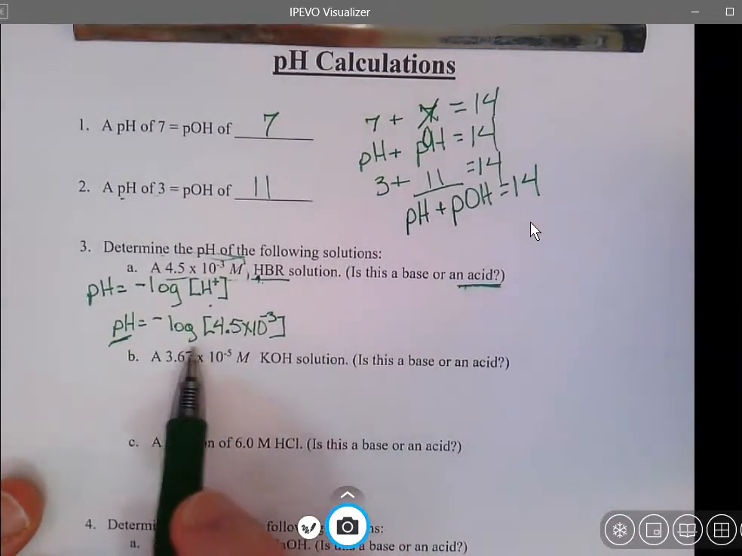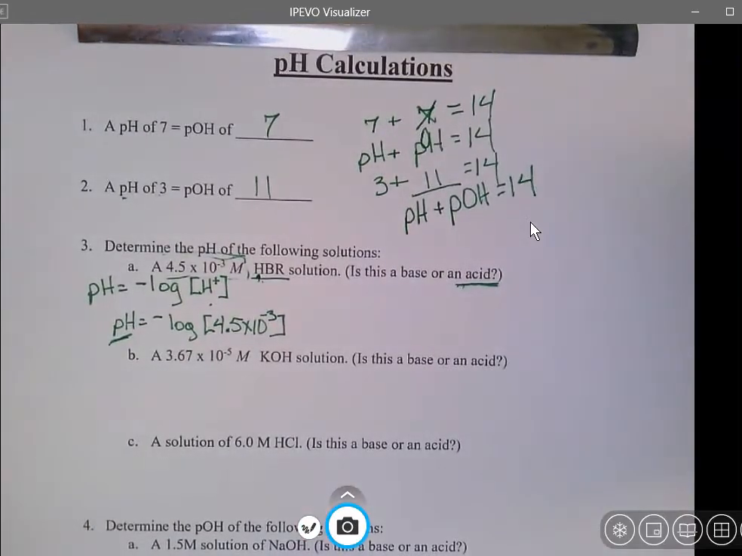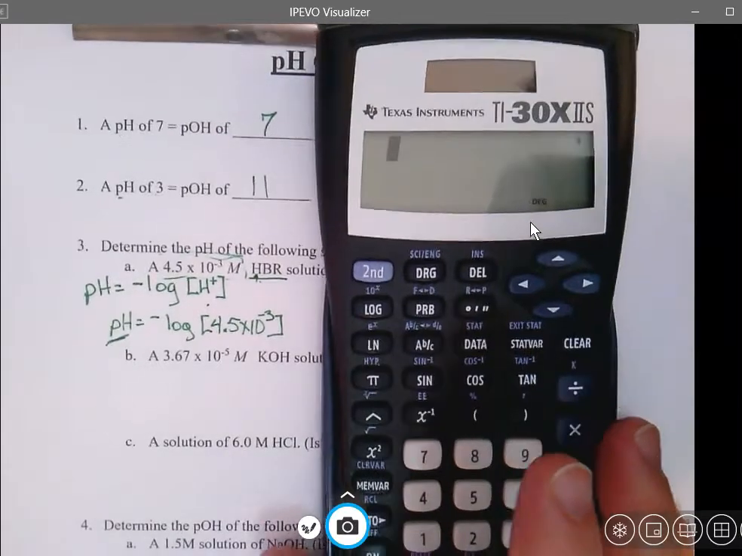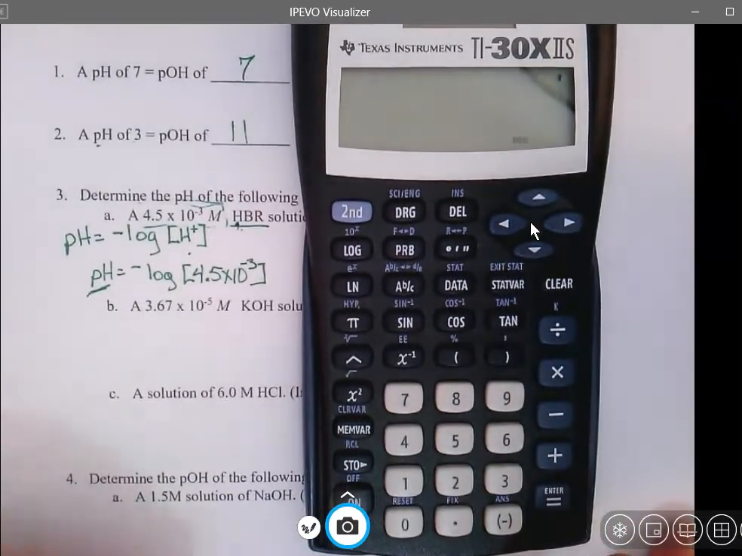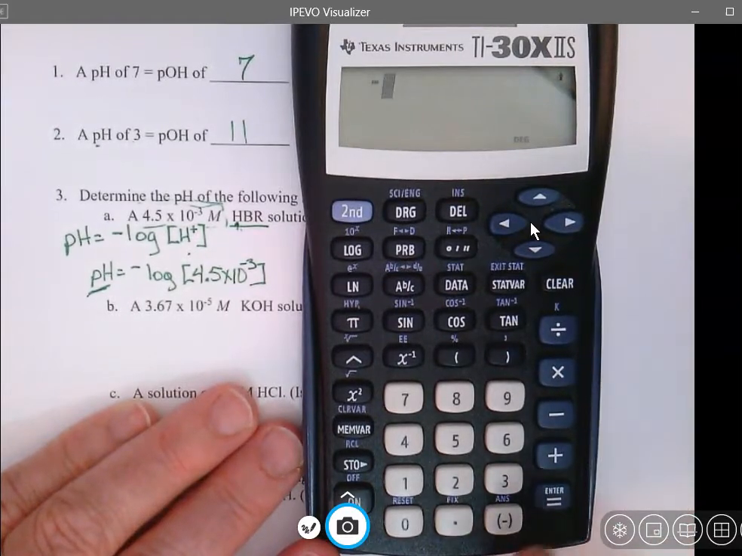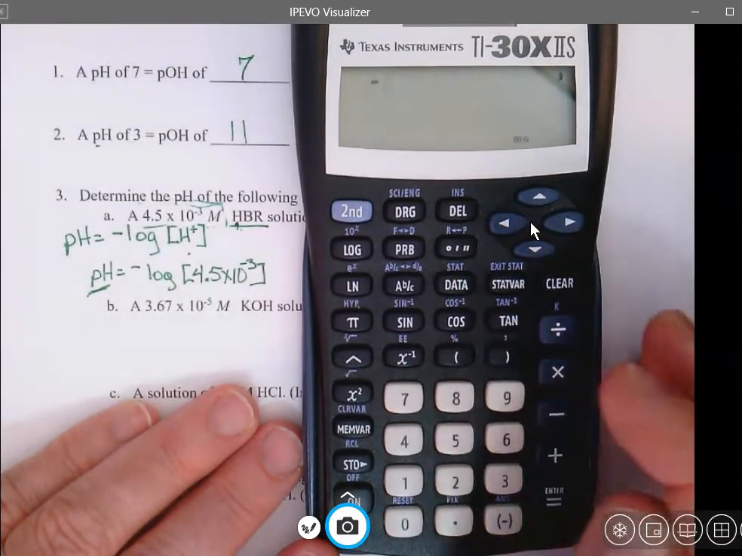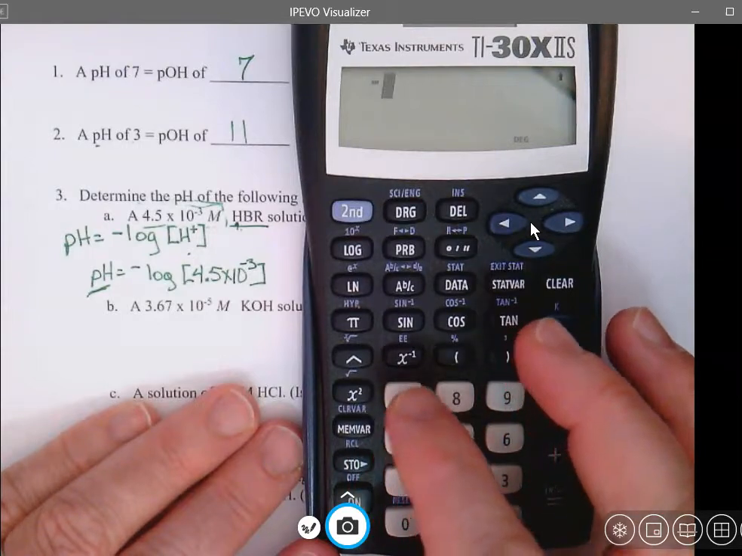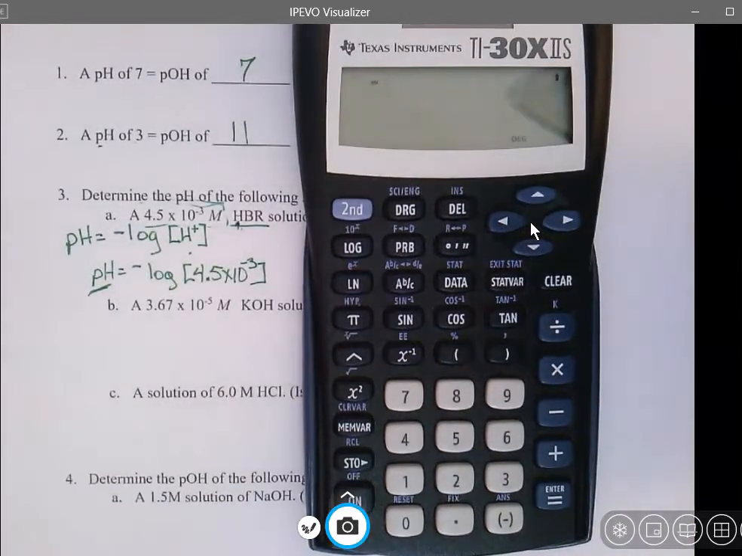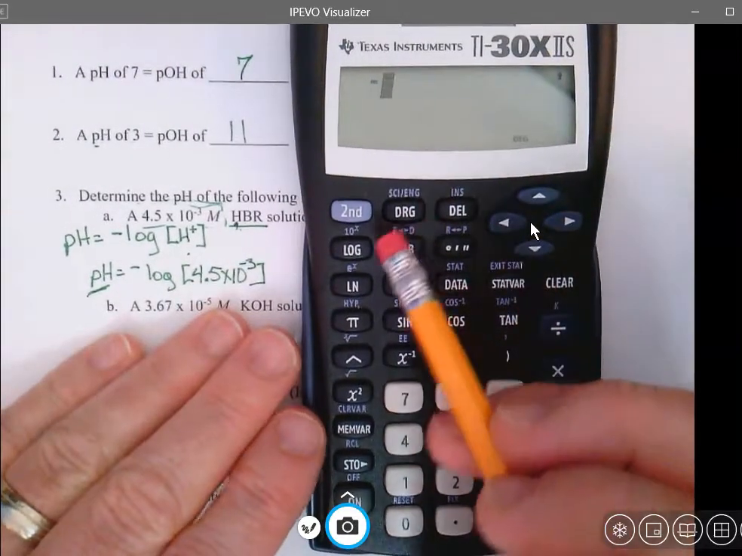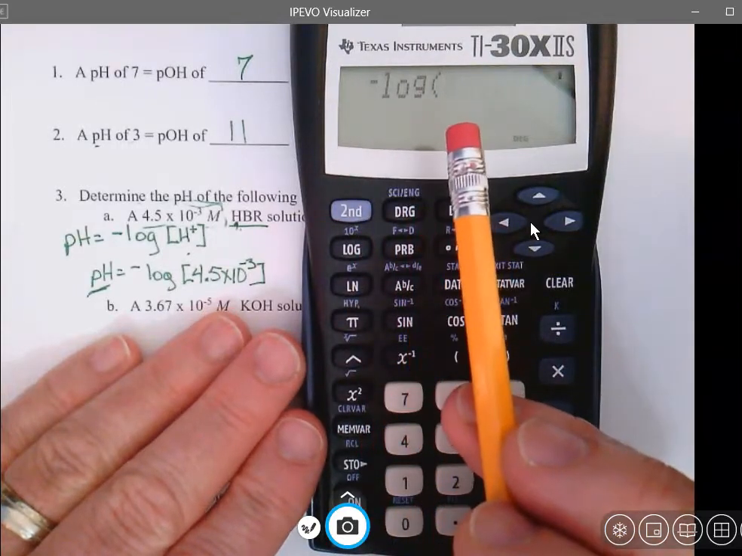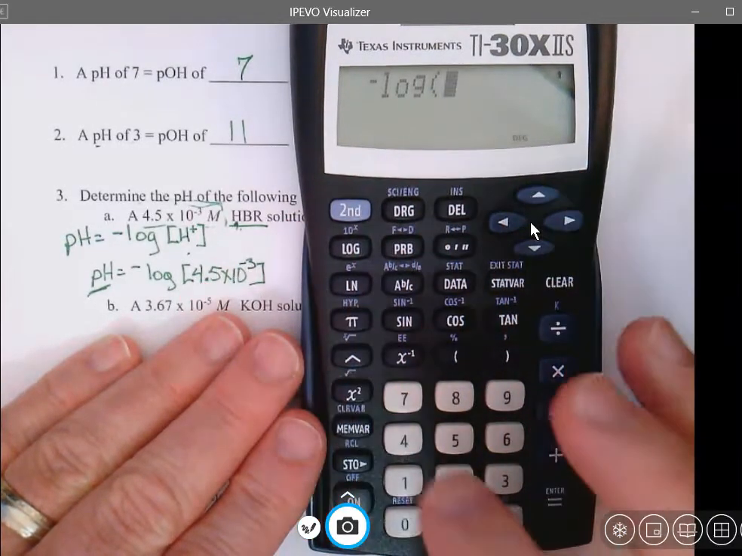Okay. All right, so now we put this in our calculator correctly. Here we go. If you are running a Texas Instruments calculator, this is how you do it. So you are going to hit the negative button, not the subtraction button, but the negative button. And then you see the log. The log button is right here. Okay. So negative log, and then you see the bracket there. We have the beginning parentheses. That right there.